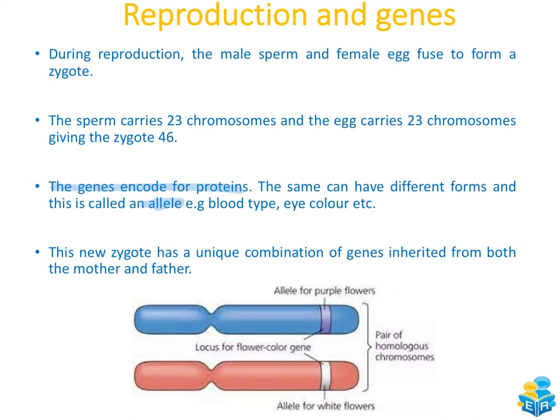So we've mentioned this already, the new zygote is going to have a unique combination of genes inherited from both the mother and the father. And we can see that down here in the chromosomes. So here's one chromosome, here's the corresponding chromosome. This is our gene, so that's the gene. This here is one variation, that's the allele for purple flowers. So this particular gene is going to encode for flower color. This variation codes for purple, this one here codes for white, okay? It's the same location. It's a gene that's encoding for flower color. This allele or this variation is for purple. This allele or this variation is for white. So the specific gene can have different variations, and this is known as an allele.